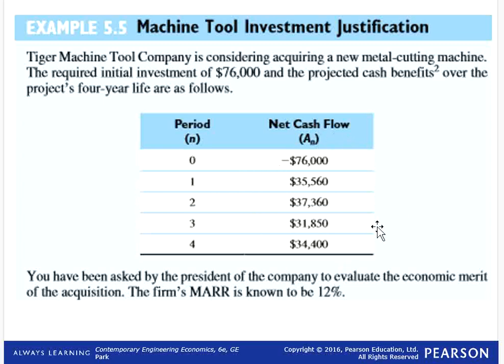Now it is just the same as chapter number 3. It is an uneven cash flow, so we have to calculate the present value of each of them one by one: present value of this, this, this, and this, using a simple formula.